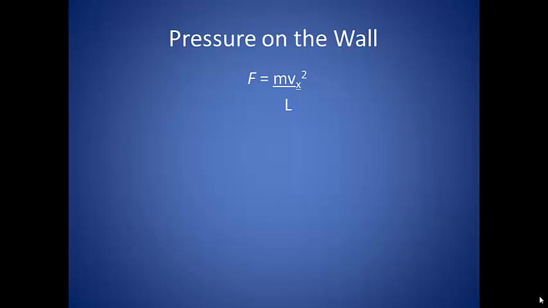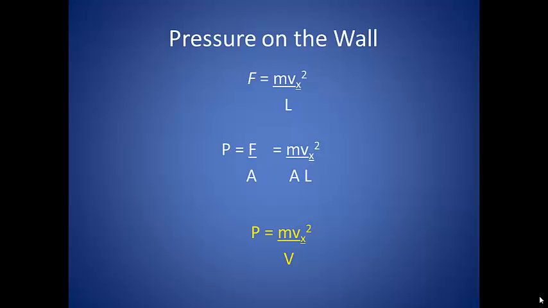Pressure is another thing we typically want to look at. Of course, pressure is the force divided by the area, and when we plug that in, something interesting happens. Pressure is equal to mvx squared divided by the area times the length. This is just mvx squared divided by the volume.